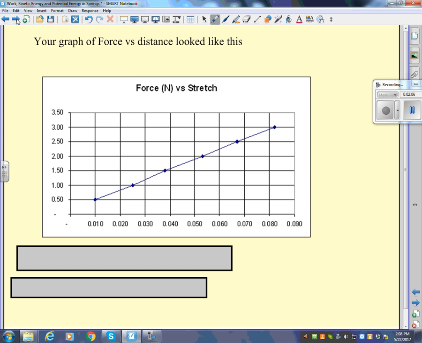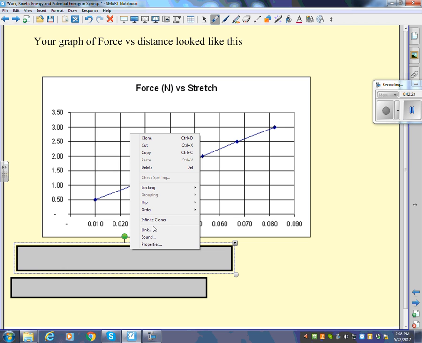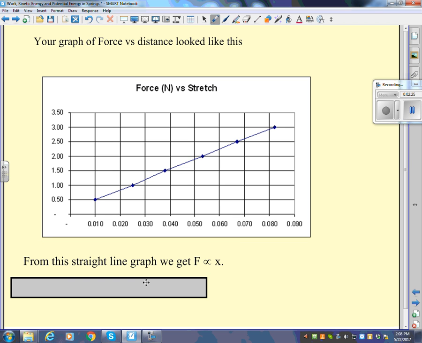Now, when you do the lab when I return, you're going to get a graph like this. I just realized that we normally do the lab ahead of time. You're going to get a nice linear relationship like this, and actually we get pretty good results. What that means is, from the straight line graph, that F, the force, is proportional to x. In other words, the bigger the x, the bigger the force.